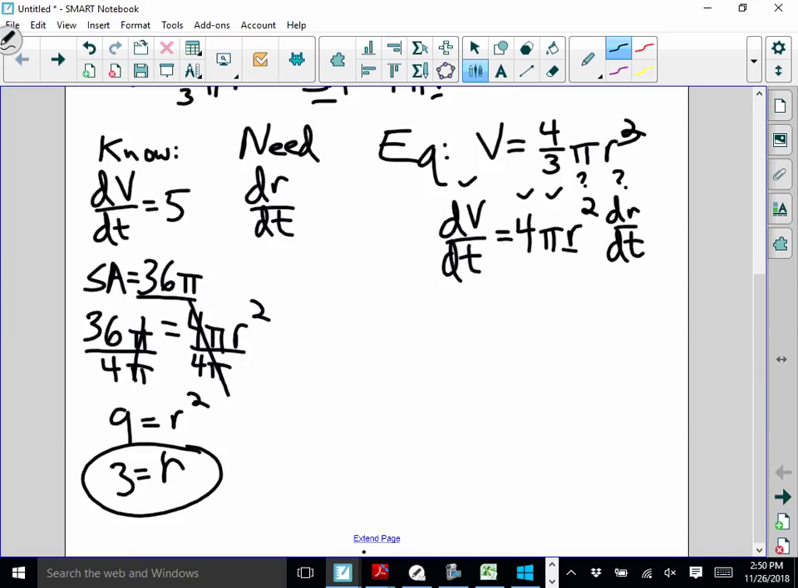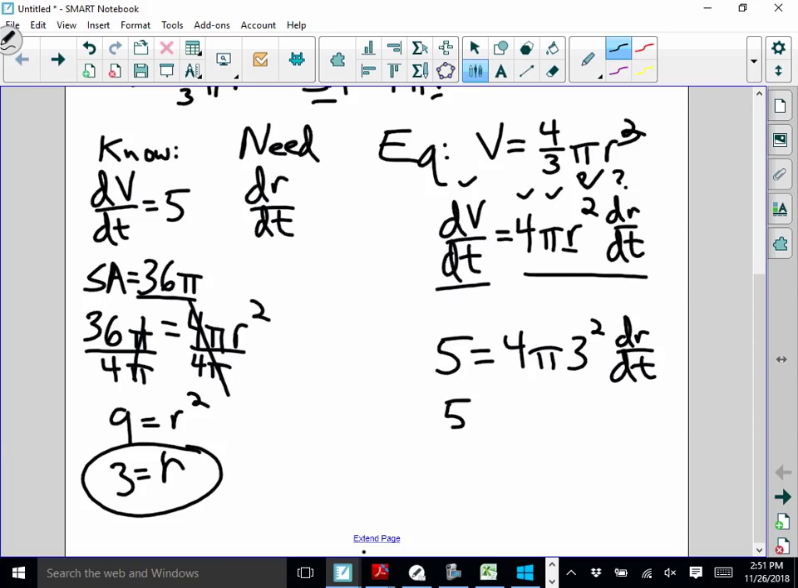Okay? Now be careful. We're used to solving for this one and knowing all of these, but that's not the case here, right? This time I actually know what dV/dt is. dV/dt is 5 equals 4 pi. Now I know r is 3, so I've got 3 squared, and then I've got dr/dt, which I don't know, and that's okay. So sometimes your unknown is already alone, sometimes your unknown isn't alone. Either way, it's not a problem. So I get 5 equals 4 times 3 squared. 3 squared is 9. 9 times 4 is 36. So I get 36 pi dr/dt.